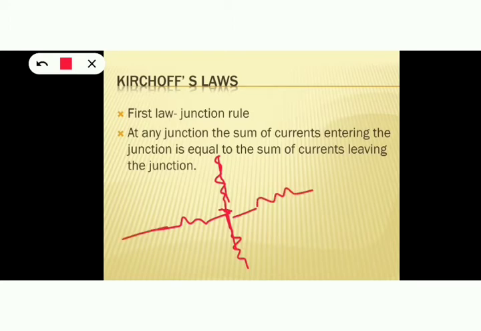and current I1 enters this junction, current I2 enters this junction, but current I3 and I4 are leaving the junction. Okay, so Kirchoff's law states that the total current entering the junction is equal to the total current leaving the junction.